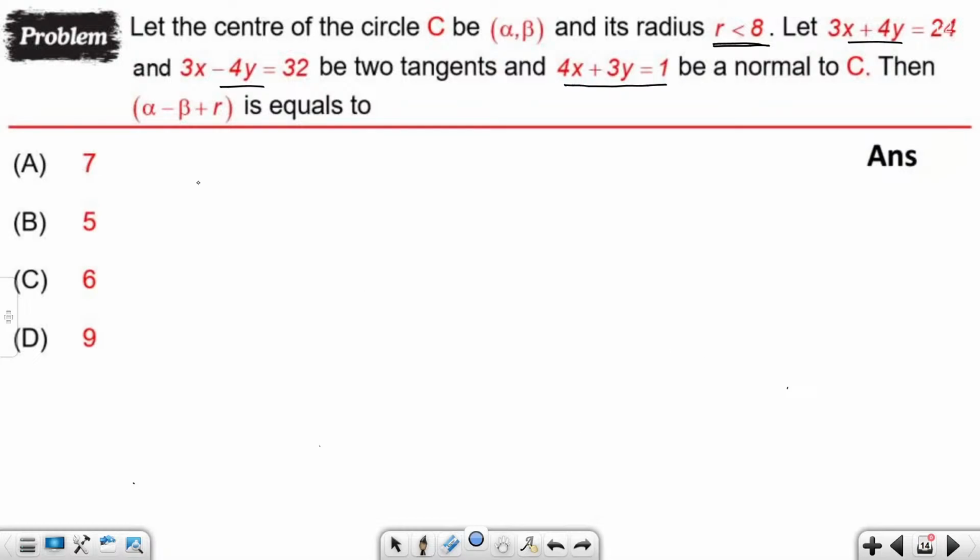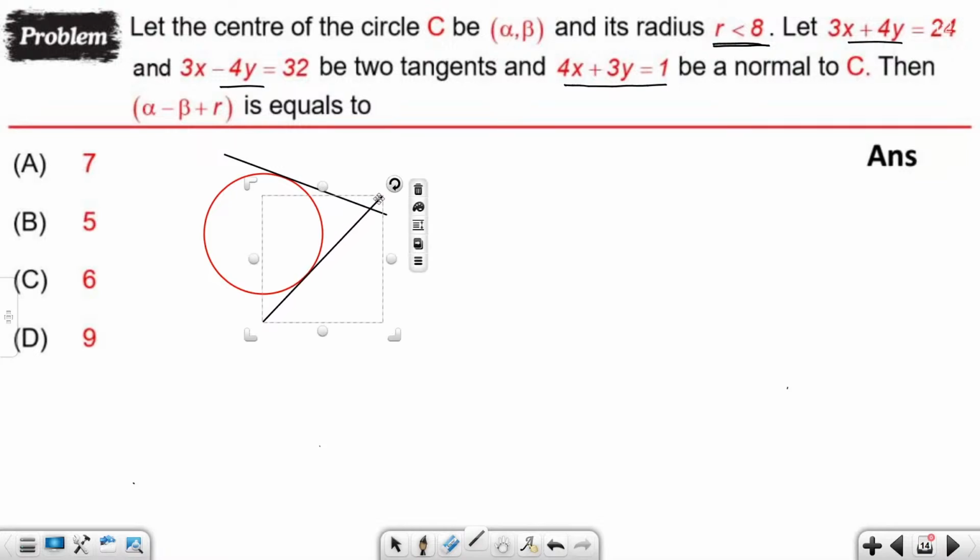Coordinate axis. So this is the circle, and we are having two tangents. One is 3x plus 4y is 24, and the other tangent is, let us say, this one. Okay, the equation of this line is 3x minus 4y is 32, and the equation of this tangent is 3x plus 4y equals to 24.